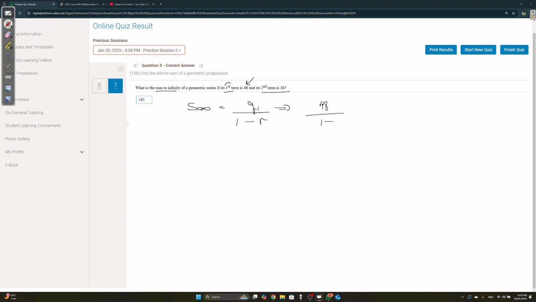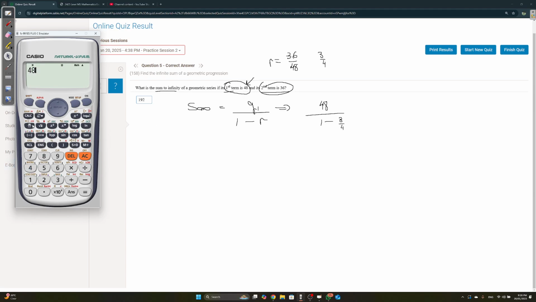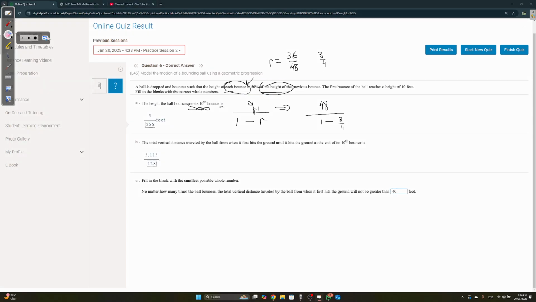What's r? We have the first and second term, so we have 2 consecutive terms. To find r, you can just do G2 divided by G1. So 36 divided by 48. It's divided by 12, 3 over 4. So you can say 3 over 4 or 0.75. Let's do this on our calculator. You're gonna get 0.25 when you subtract the denominator, so you get 192. Some people get confused when I do this, so let me just put it for you like this. You'll understand.